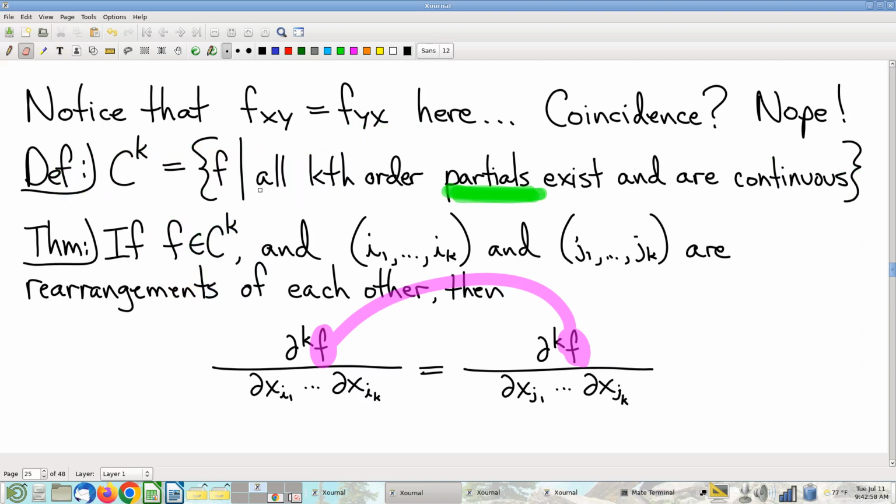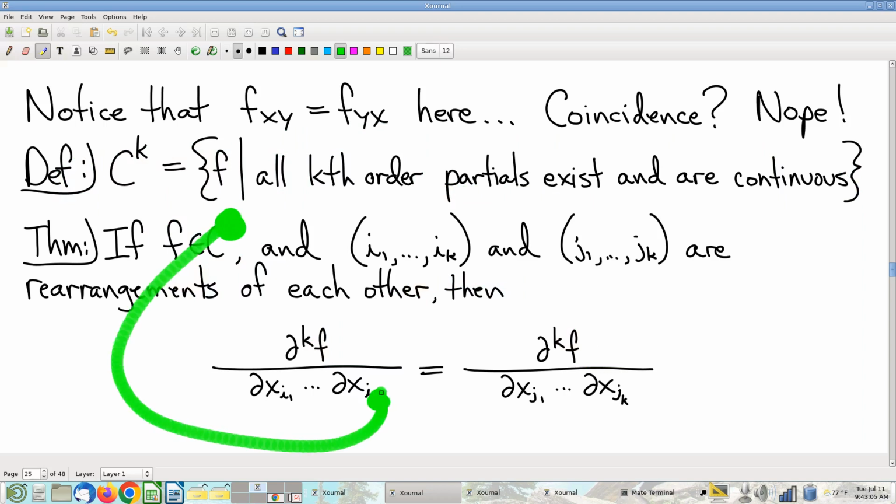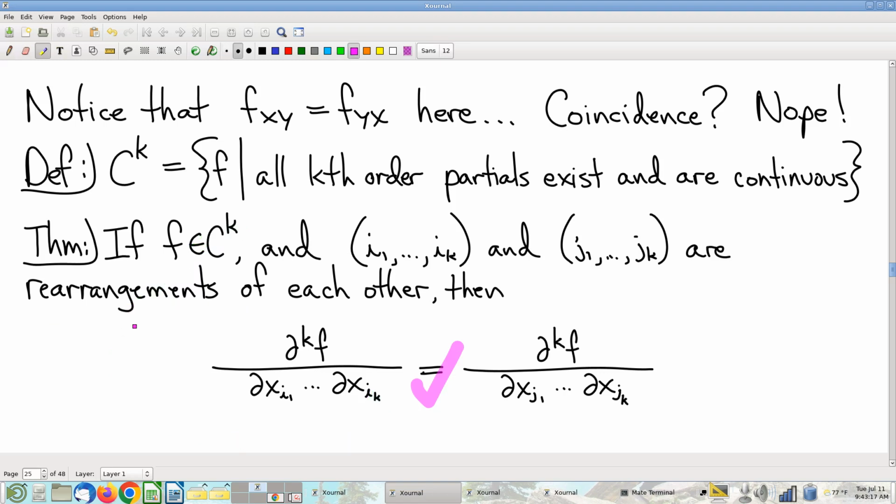But if that's the case, if the function is C^k, then up to and including partials of order k, rearrangements don't affect the result. Okay. All right. Is everybody okay?